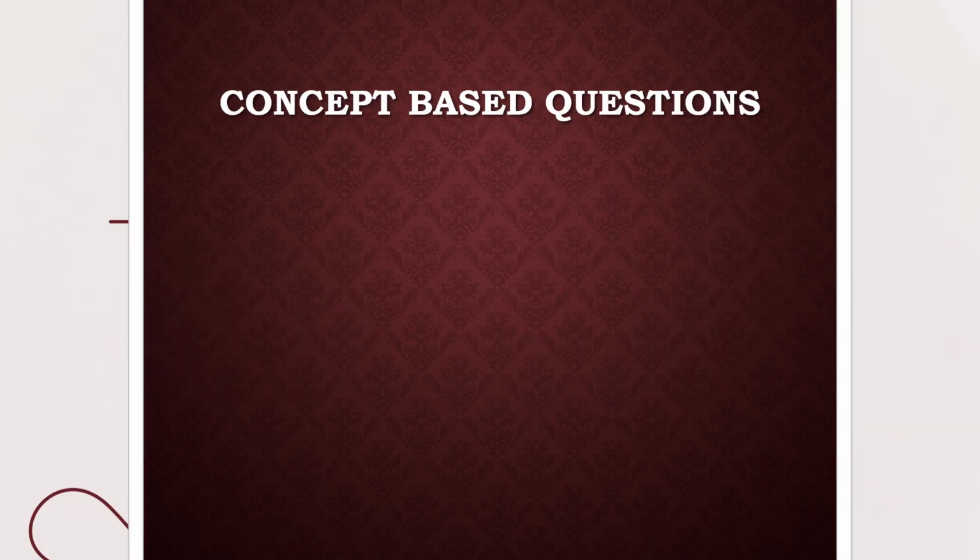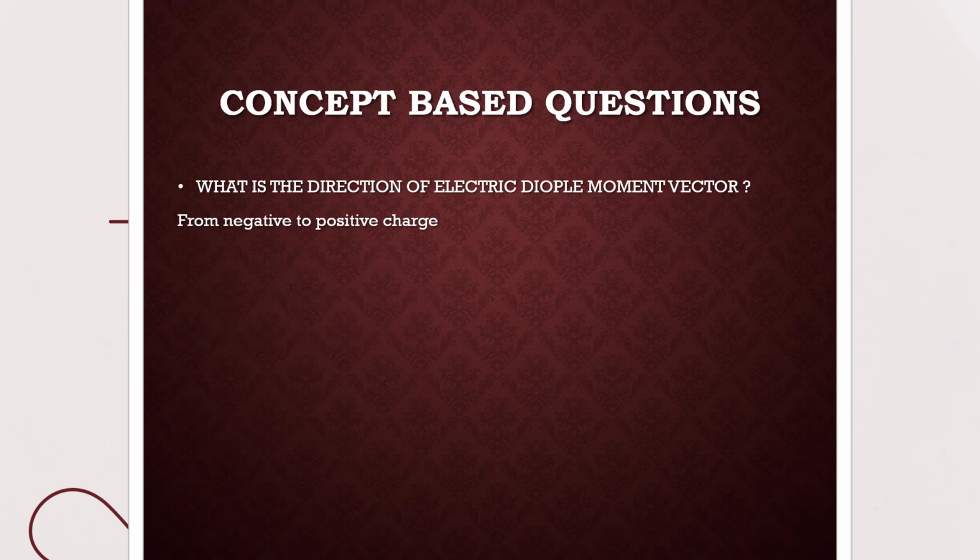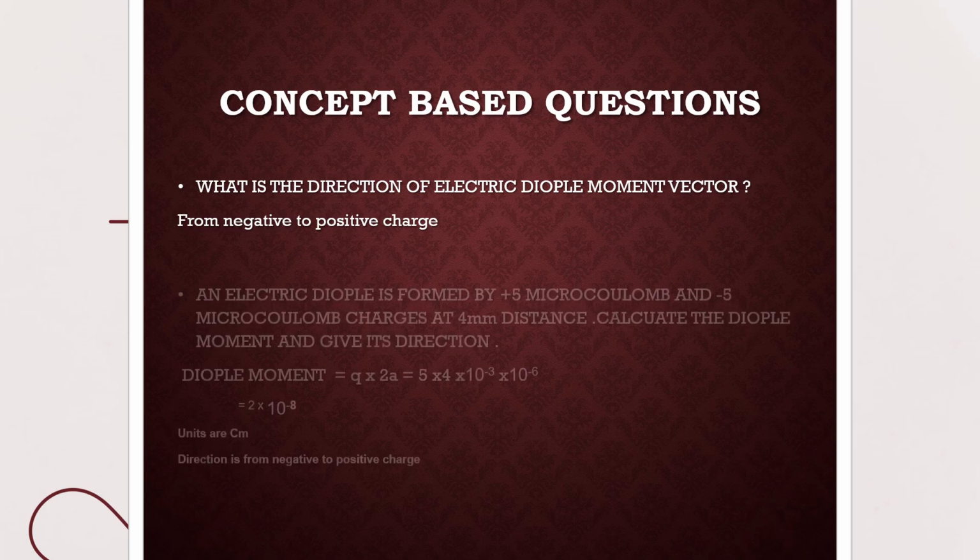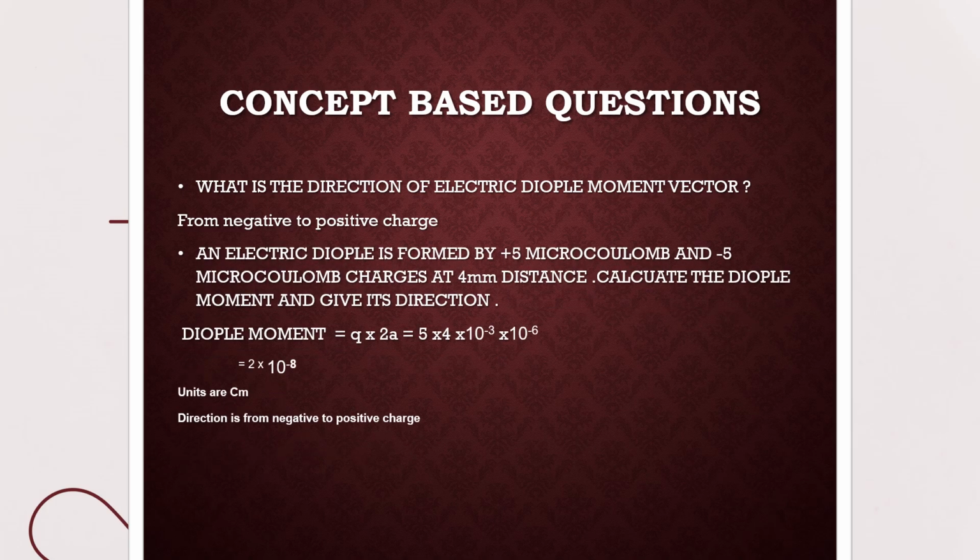Now it is time for the revision. For the revision, there are some questions. The first question is, what is the direction of the electric dipole moment vector? Yes, it is from negative to positive charge. Another question is, an electric dipole is formed by plus 5 microcoulomb and minus 5 microcoulomb charges at 4 mm distance. Calculate the dipole moment and give its direction. We already know that its direction is from negative to positive charge.